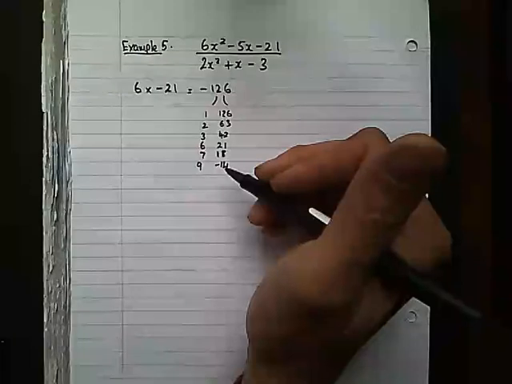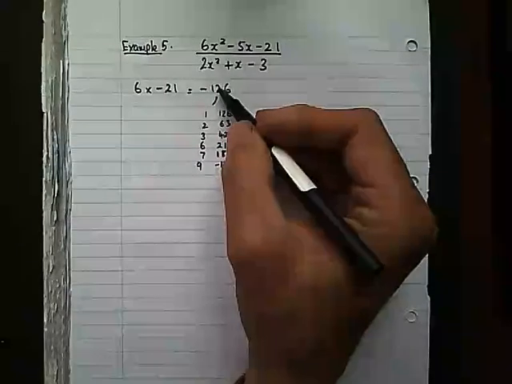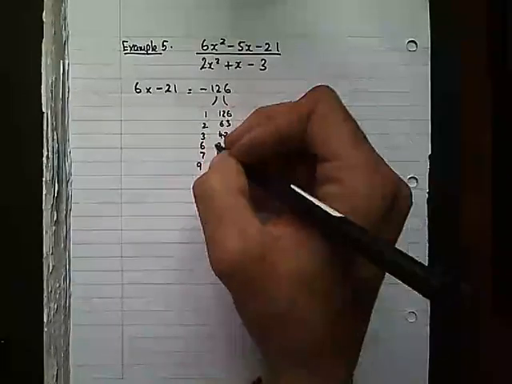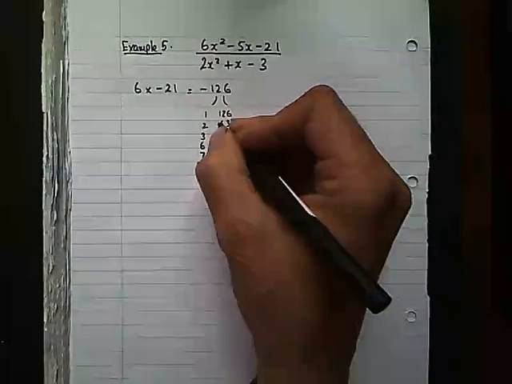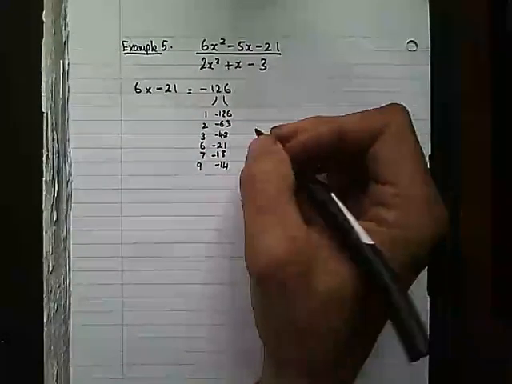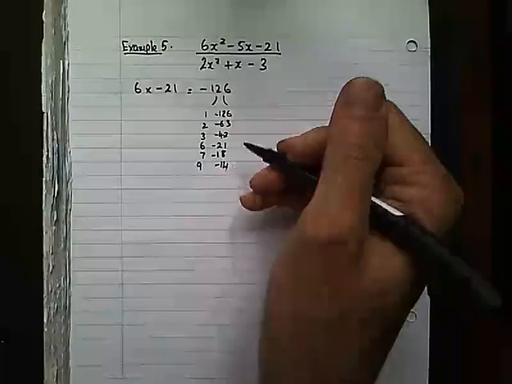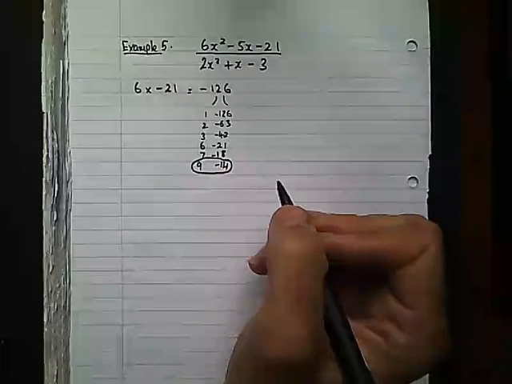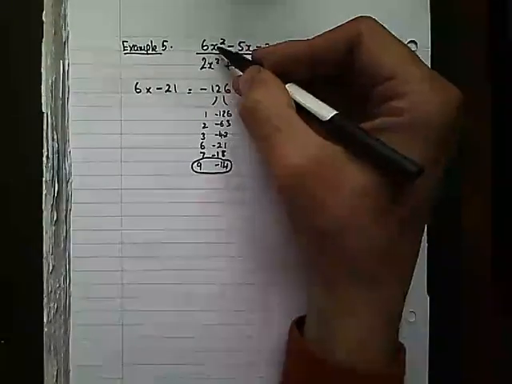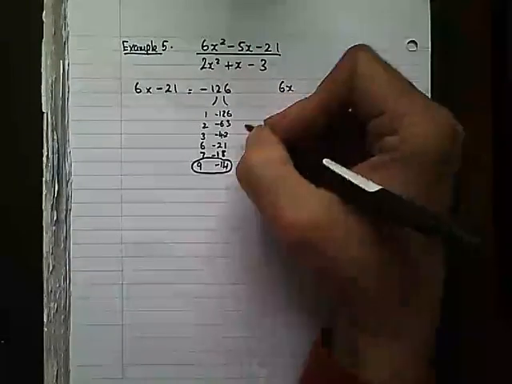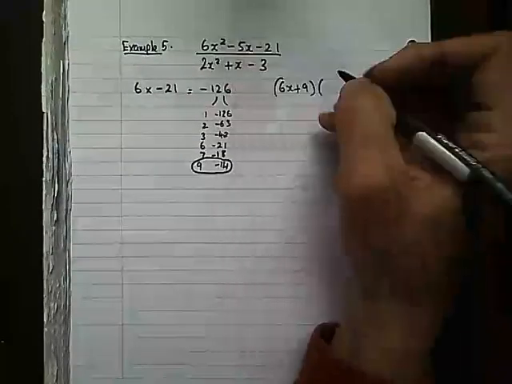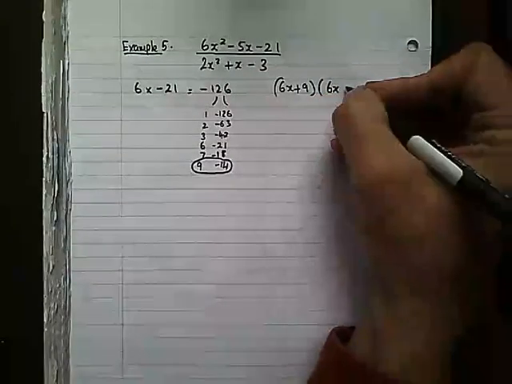So we're looking for two numbers multiplied to make minus 126, but add together to make minus 5. So the bigger number's always going to have to be negative. And then which of these add together to make minus 5? Well, that's the 9 and the 14. Okay. So we take the 6x bit and we do plus 9. We take the 6x bit and we do minus 14.